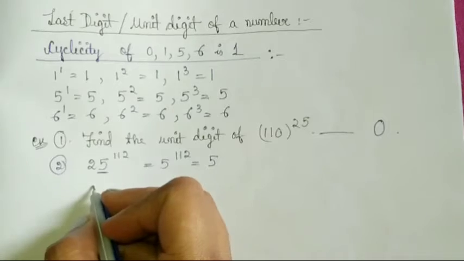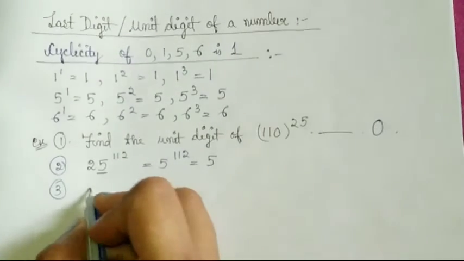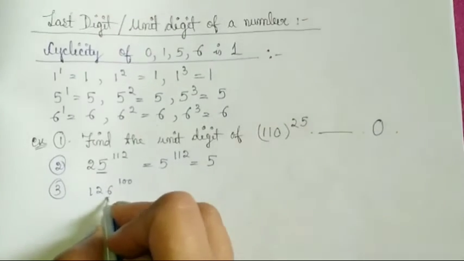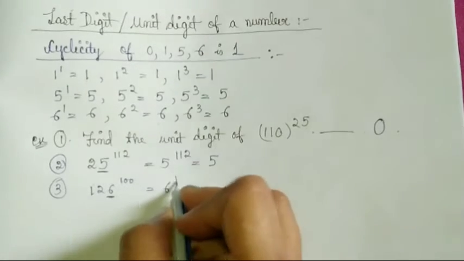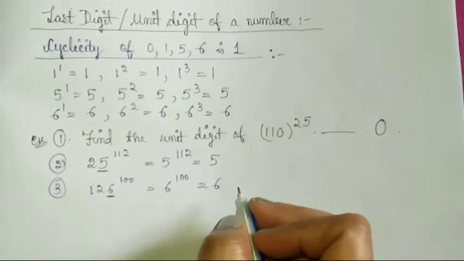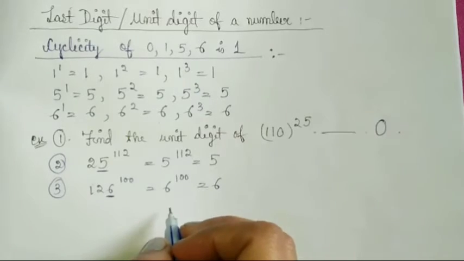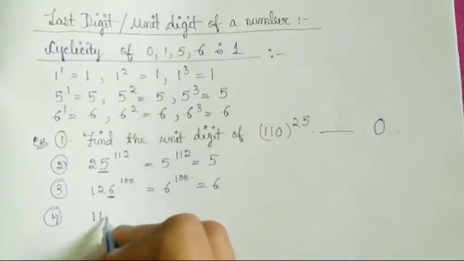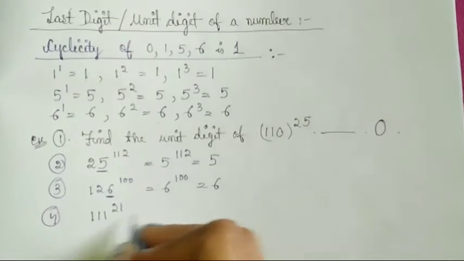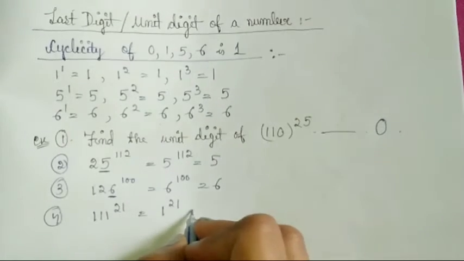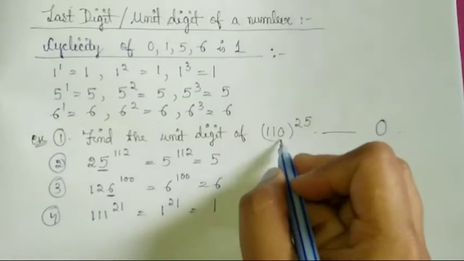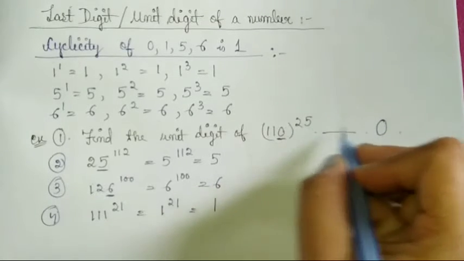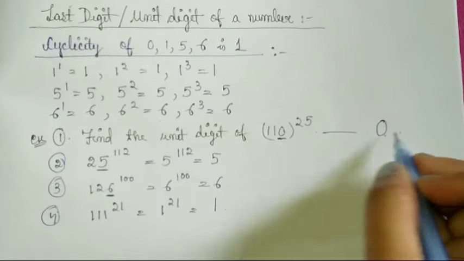Again, any number ending in 6, if we are taking it to be 126 raised to the power 100, here the unit digit is 6. 6 raised to the power anything is 6 itself. And another number that is ending in 1, so let us take 111 raised to the power 21. Here the unit digit is 1, and 1 raised to the power 21 is 1 itself. Here also we will consider just the last number, that is 0. So 0 raised to the power anything, its unit digit is 0.